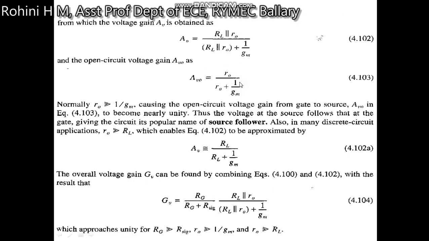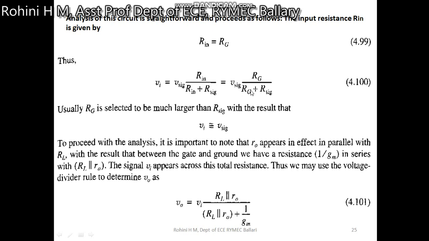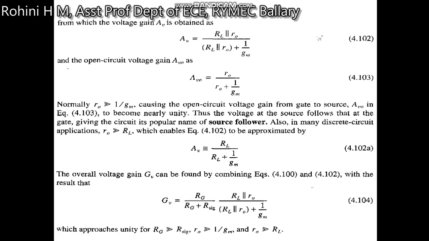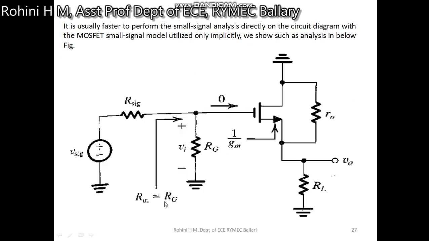Vi is equal to V signal into Rg divided by Rg plus R signal, and another expression, that is Av is equal to RL parallel Ro divided by that plus 1 over Gm. When we combine these two expressions, we get the overall voltage gain Gv. This overall voltage gain Gv approaches unity when Rg is very much greater than R signal. Similarly, Ro is made very much larger than 1 over Gm, and Ro is very much larger than RL. Then the overall voltage gain also approaches unity.